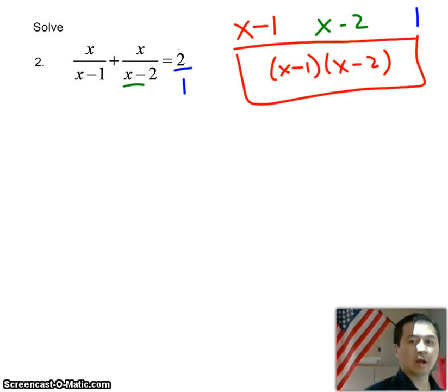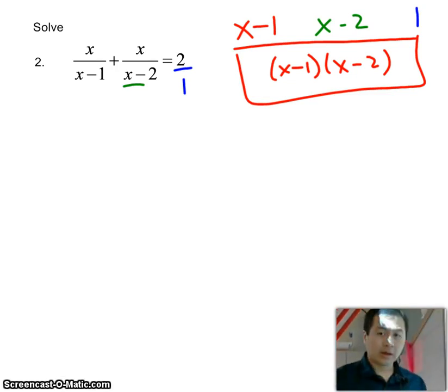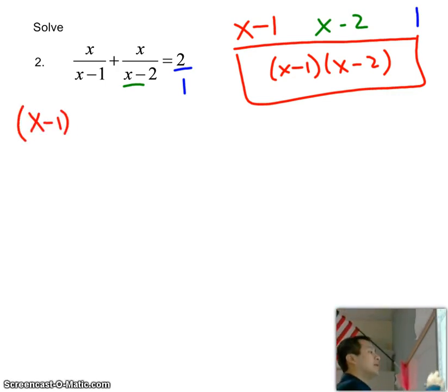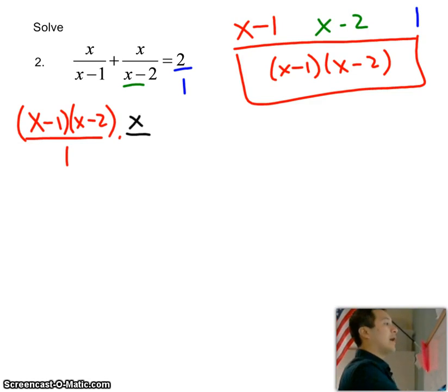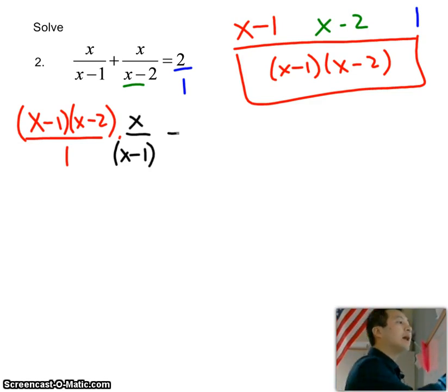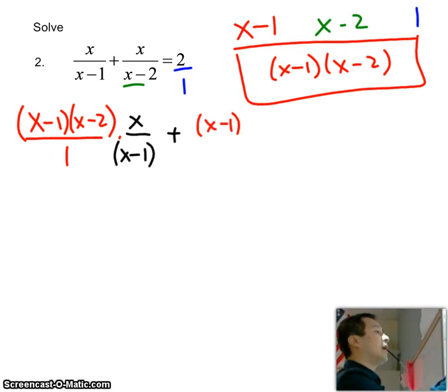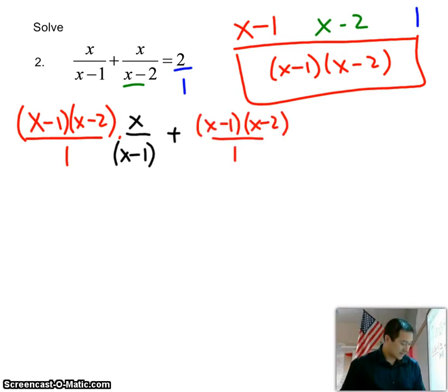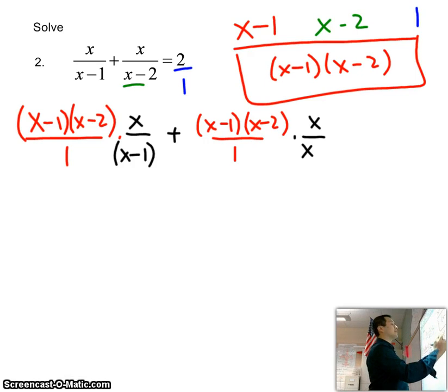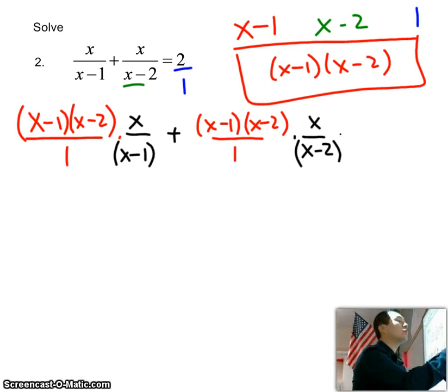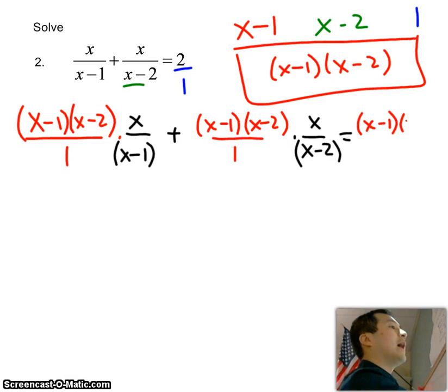So I'm going to multiply everything by the common denominator. I'm going to do it this way for practice, because a lot of people have probably never seen this before. Everything by x minus 1, x minus 2. Take a look. This is going to be x minus 1, x minus 2 over 1 times x over x minus 1, plus x minus 1, x minus 2 over 1 times x over x minus 2. And finally, equals x minus 1, x minus 2 times 2.